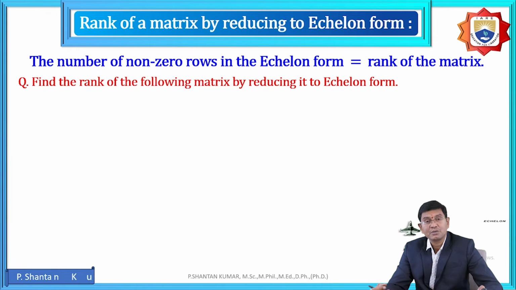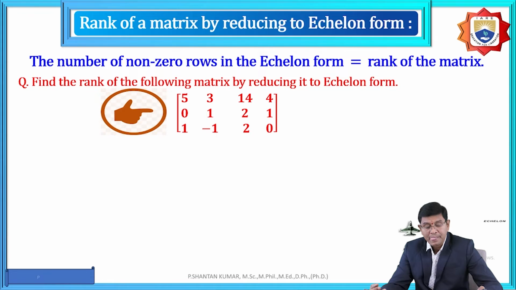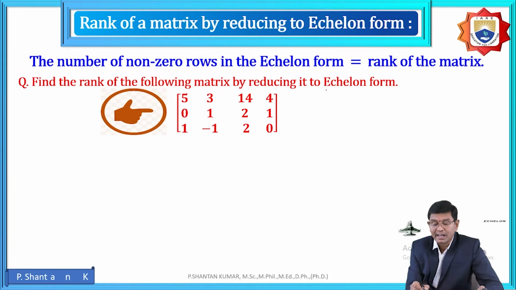Again, here we are going to discuss finding the rank of the following matrix by reducing it to echelon form. Here, we need to remember that under the echelon form, we should apply only row operations, not any column operations. For example, the problem is the matrix with rows 5, 3, 14, 4 and 0, 1, 2, 1 and 1, minus 1, 2, 0. We find the rank by using the echelon form, applying only row operations based upon the conditions.